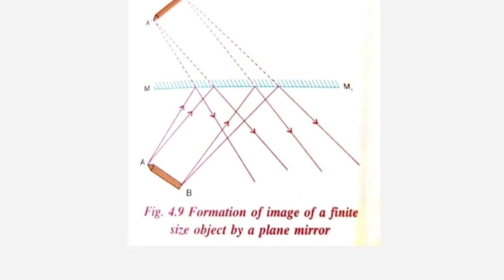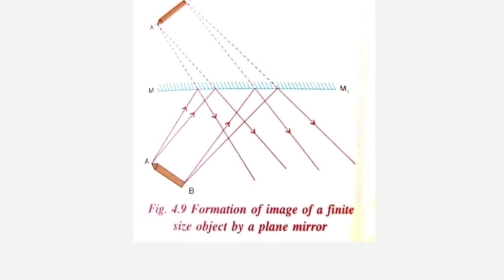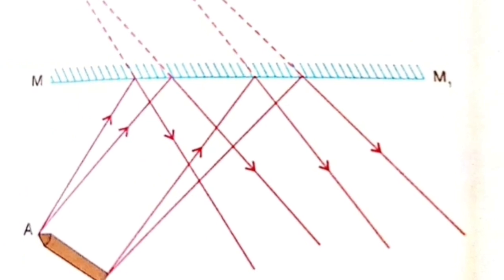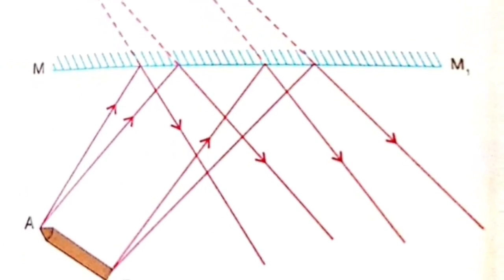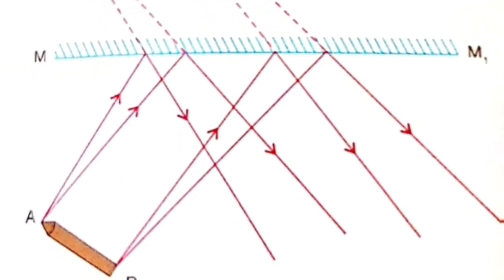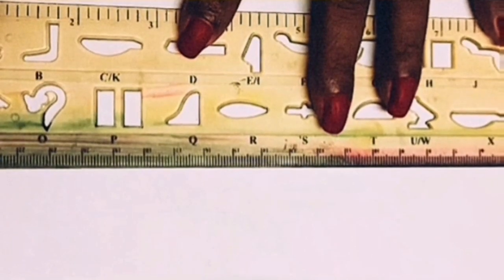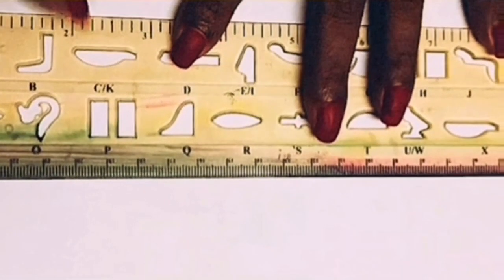Welcome students. In this video we will study the image formation of a finite object in a plane mirror. Given here is the ray diagram of a finite object in a plane mirror. Please watch the video carefully in which I have shown this image formation. Study the formation of image of a finite object by a plane mirror.